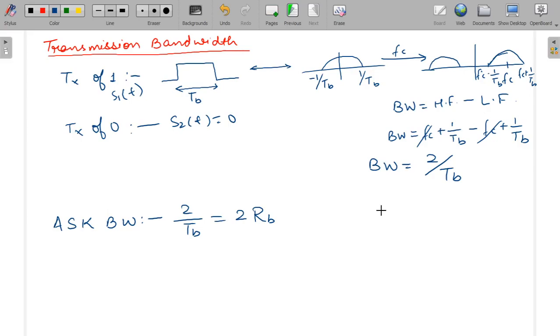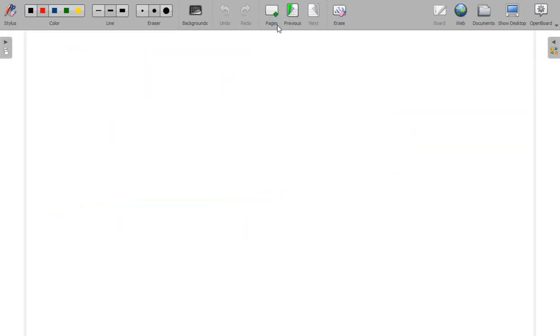Now we will study the energy per bit, Eb. See, these things are very important. These things are useful later also while finding probability of error or bit error rate. So just keep in mind. The next topic is energy per bit.